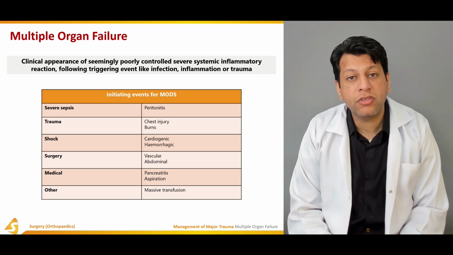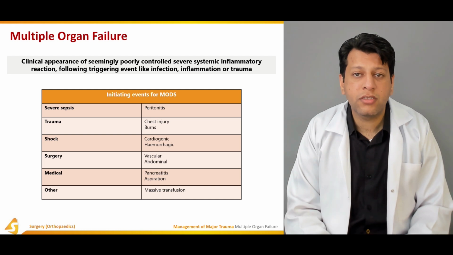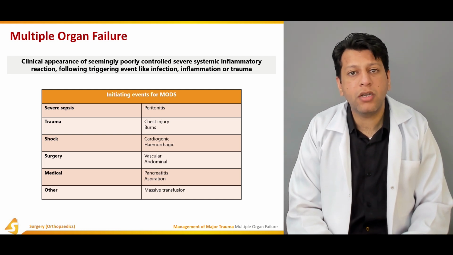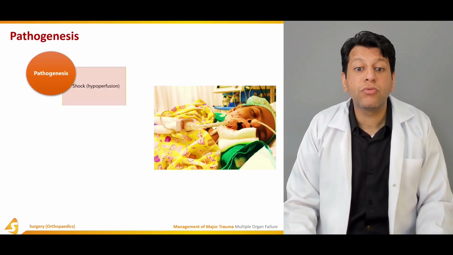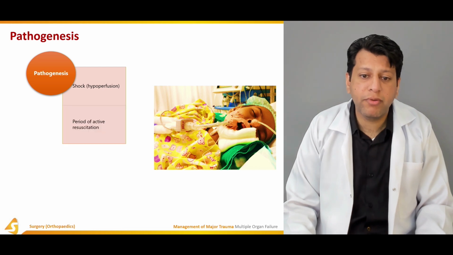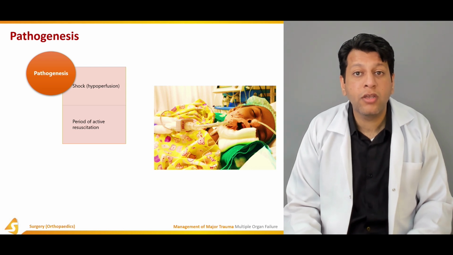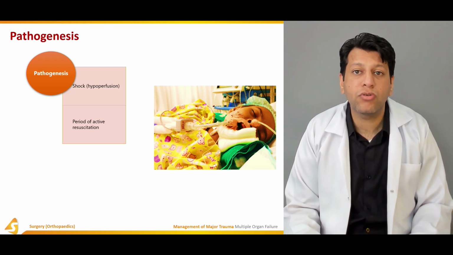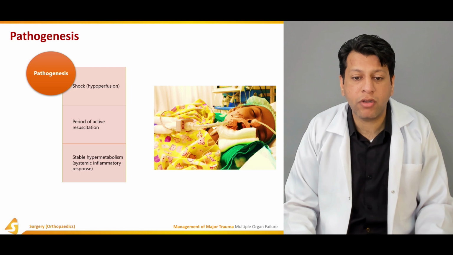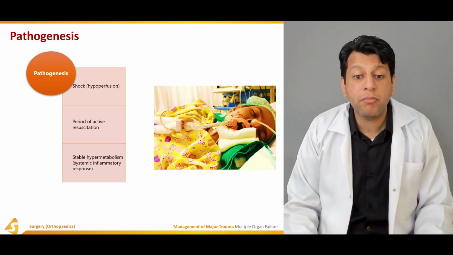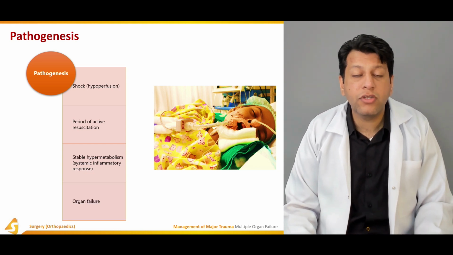Another cause is massive transfusion. Sometimes when massive transfusion is done, it further leads to disseminated intravascular coagulation, leading to multiple organ failure. The pathogenesis is actually associated with shock and hypoperfusion. Once the hypoperfusion is there, there is a period of active resuscitation as well. Although active resuscitation is being carried out to solve this hypoperfusion, the hypoperfusion remains for a longer period of time. This leads to sustained hypermetabolism or systemic inflammatory response, eventually leading to organ failure.